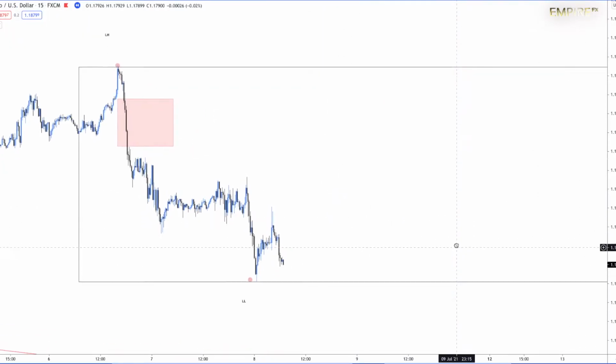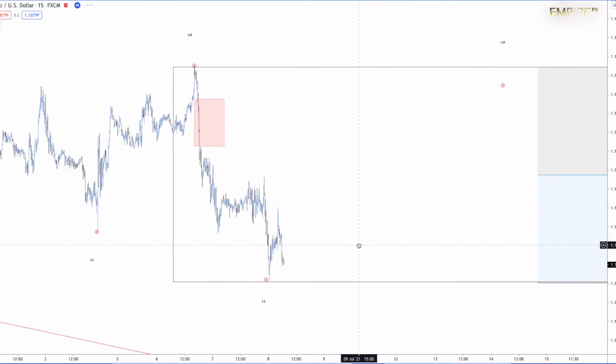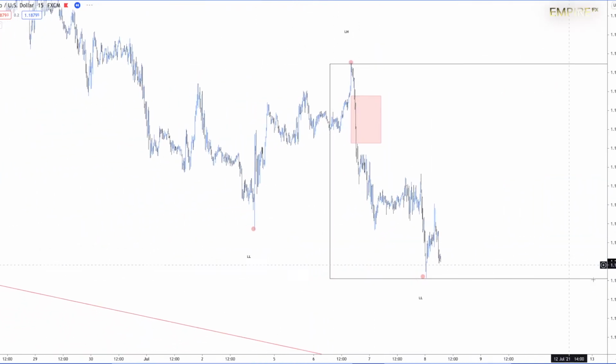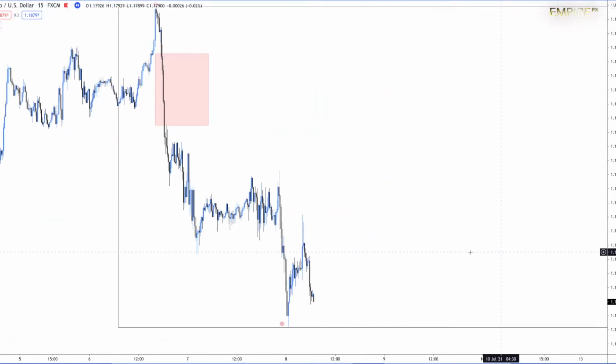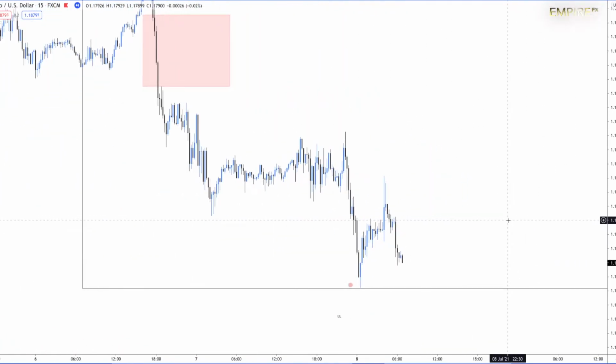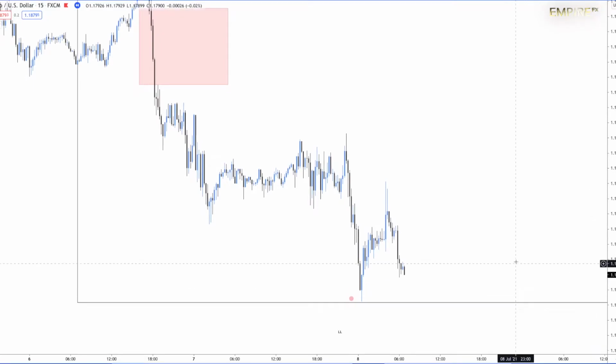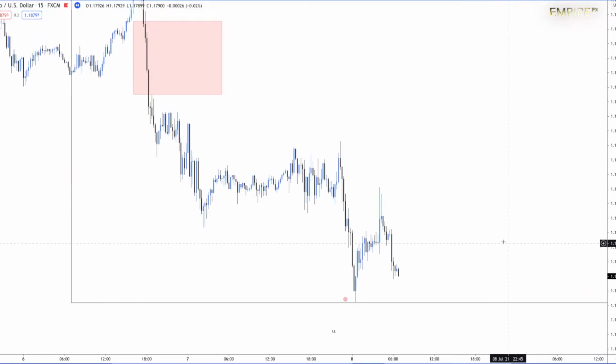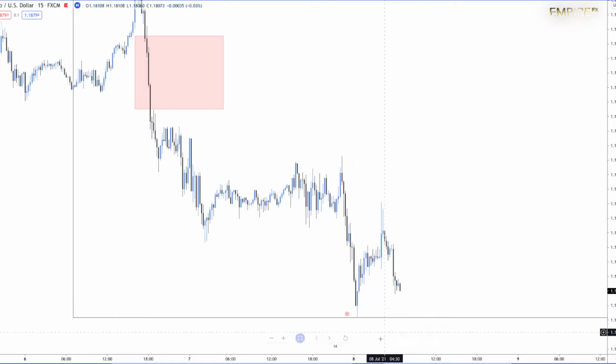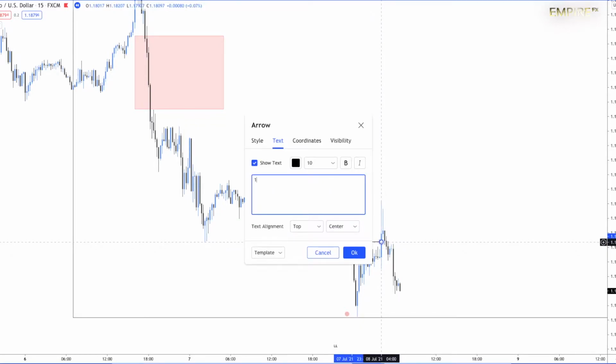Okay, so remember, we've got this box here, so we just need to concentrate on what's going on in this box, all right? Let's break it down to the 15. Let's scroll right in here, just to give you a little indication of what's going on here, okay? All right, so we have multiple breaks of structure. We've got this lower low here. It's got this little lower high inside bar here. So we've got a 15-minute change of trend.